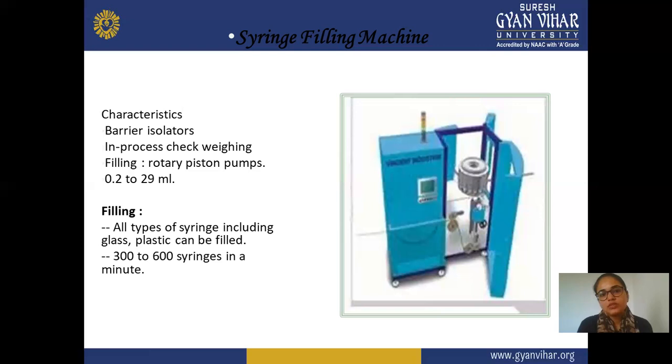Next is the filling. A rotary piston pump is present, and with its help the syringes are filled. The volume or capacity of the syringe is 0.2 to 29 ml. So you can see there is a barrier isolator, an in-process check weighing machine, and filling is done with a rotary piston pump. When we see the filling, all types of syringes, including glass and plastic, can be filled. This machine is not only for a specific material; it can fill both glass and plastic.